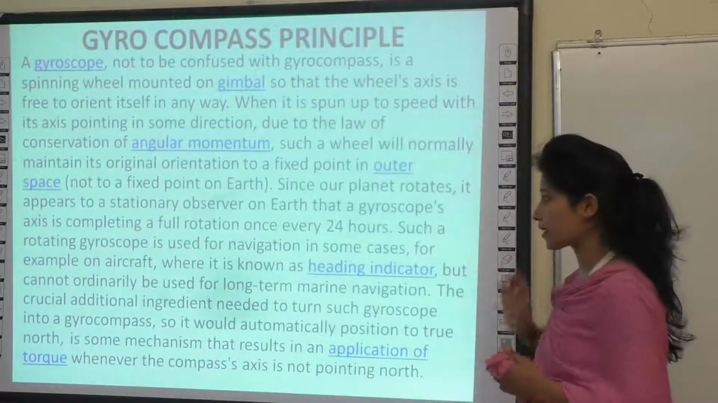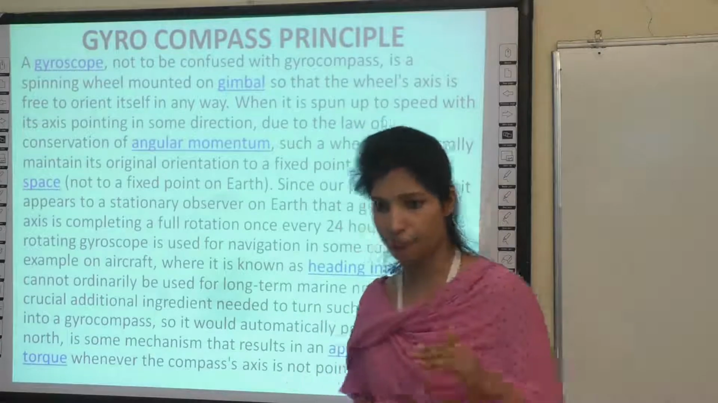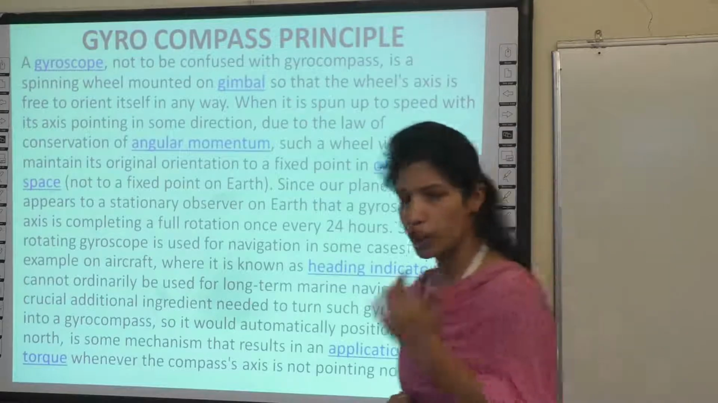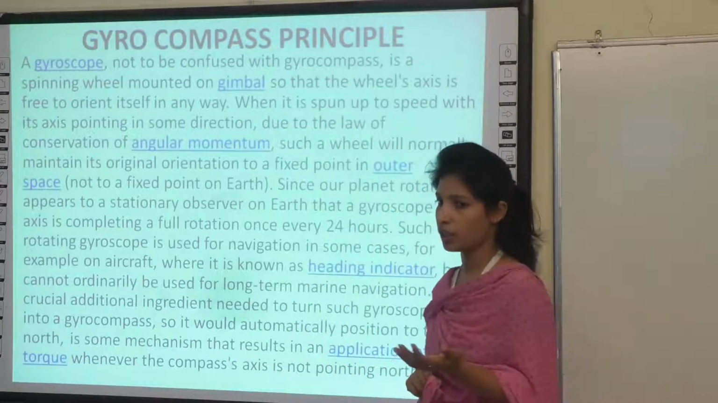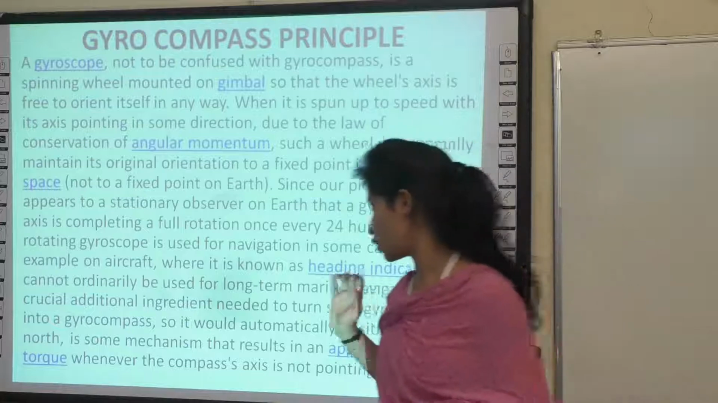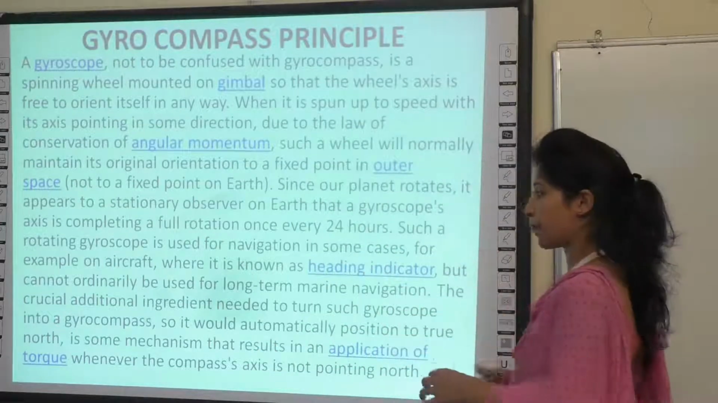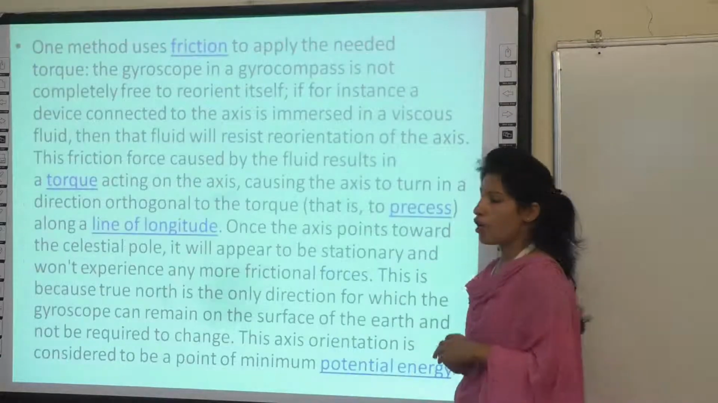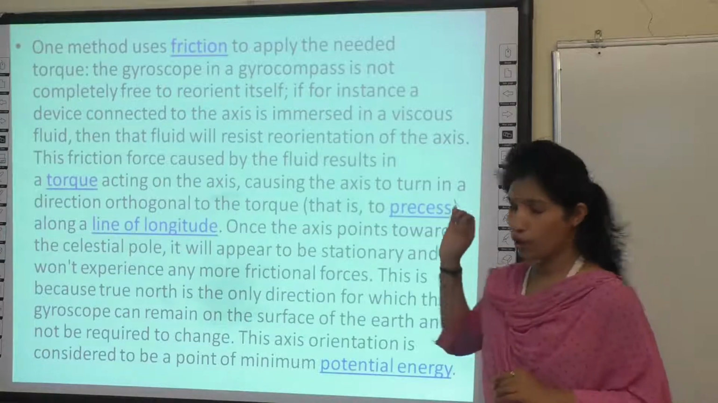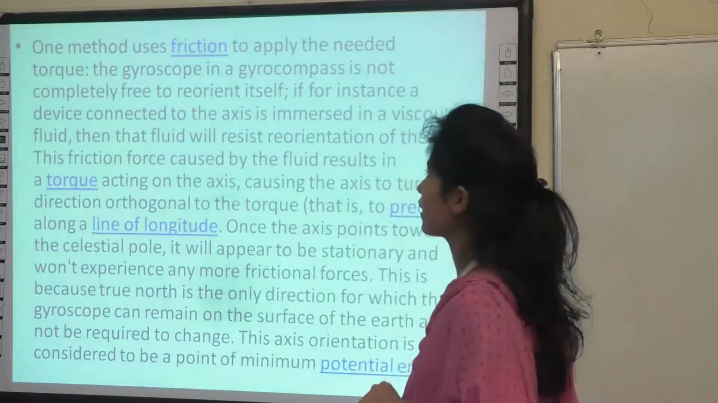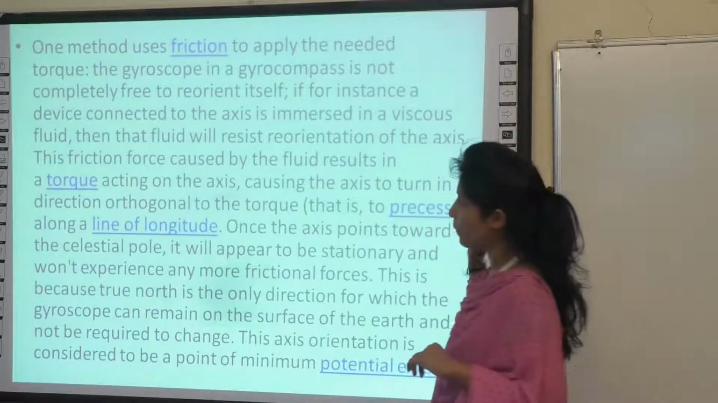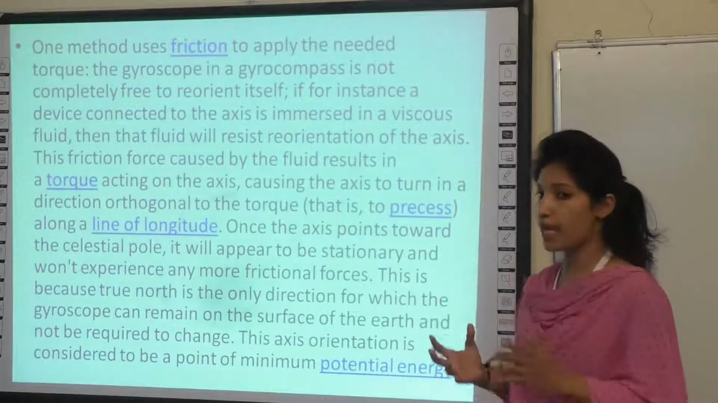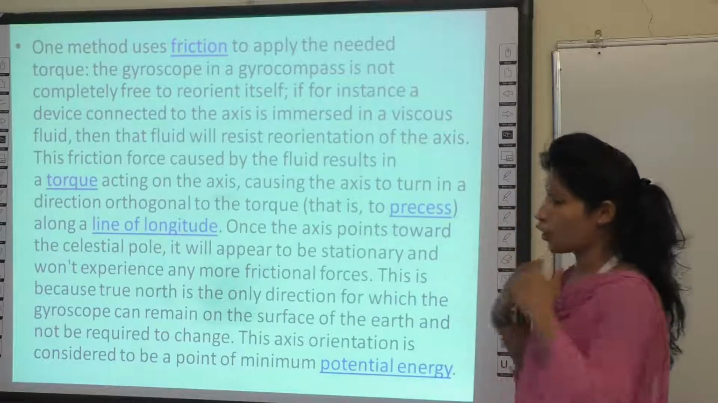Next, we come to an example application known as a heading indicator, but it cannot ordinarily be used for long-term or marine navigation. The crucial additional feature is that a gyrocompass is automatically positioned to the north. In some mechanisms, this results from the application of a torque whenever the compass axis is not pointing north. One method uses friction to apply the needed torque. The gyroscope in a gyrocompass is not completely free to reorient itself. For instance, a device connected to the axis is immersed in a viscous fluid.